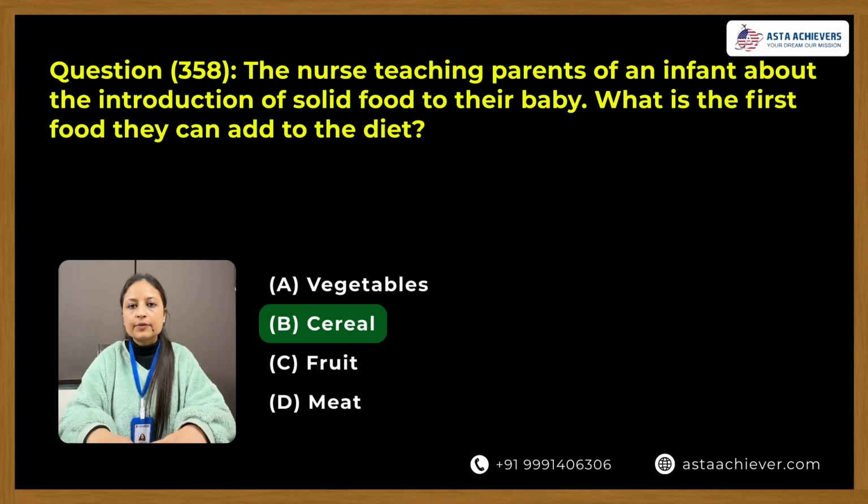Question number 358. The nurse is teaching the parents of an infant about the introduction of solid food to their baby. So what is the first food they can add to the diet? Option A, vegetables. Option B, cereals. Option C, fruits. And option D, meat. So option B, cereal is the correct answer, because it is usually introduced first as it is well tolerated, easy to digest and contains iron.